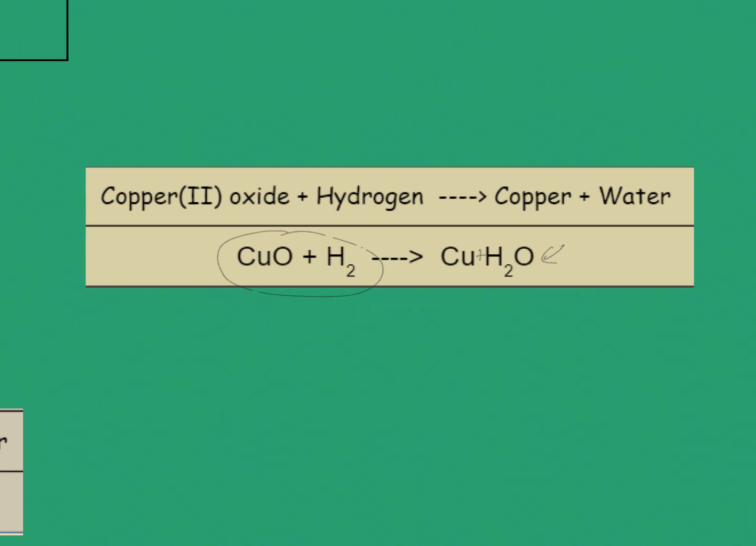So you can see here that the copper has lost oxygen. It was copper oxide and now it's turned into copper. And that the hydrogen here has gained that oxygen. So we say the CuO has been reduced. And we say that the H2 has been oxidized. We could go further and we say the CuO has been reduced to copper and the H2 has been oxidized to H2O.